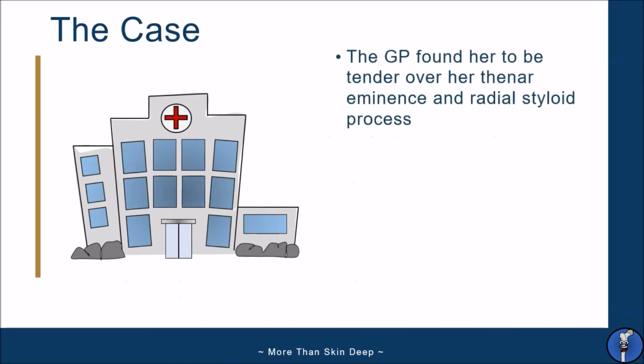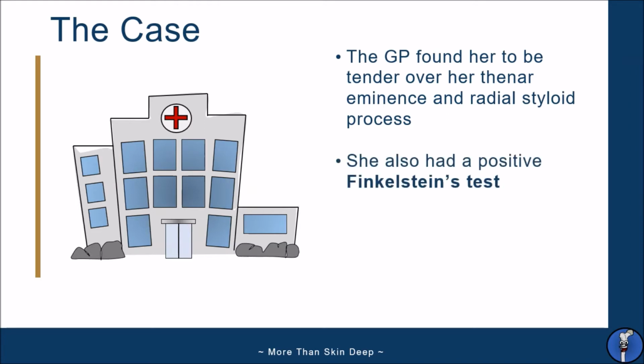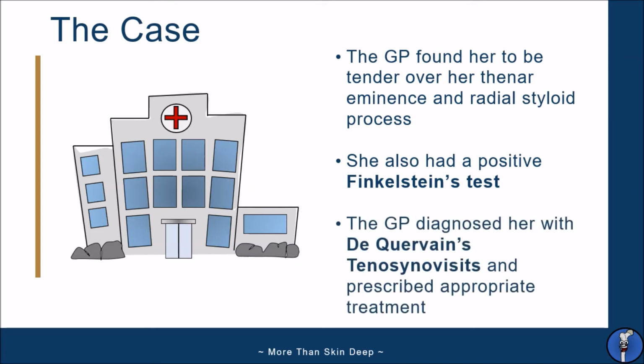The GP finds her to be tender over her thenar eminence and the radial styloid process of her right hand. She also has a positive Finkelstein's test, which we'll discuss later. The GP diagnoses her with De Quervain's tenosynovitis and prescribes appropriate treatment.